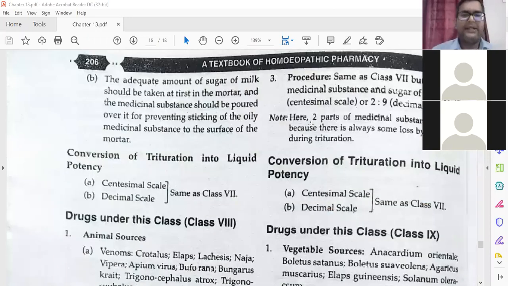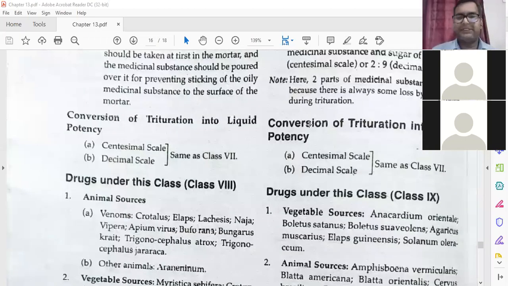Then the adequate amount of sugar of milk should be taken first in the mortar, and the medicinal substances should be poured over it, preventing sticking of the oily medicinal substances to the surface of the mortar. The conversion process is again as per class 7, as you can already see.